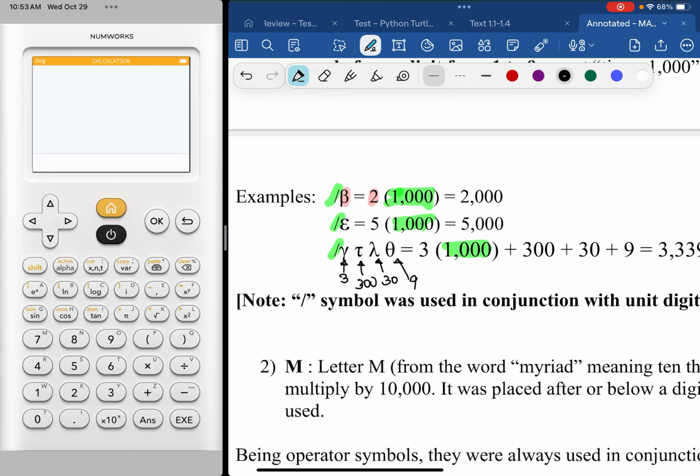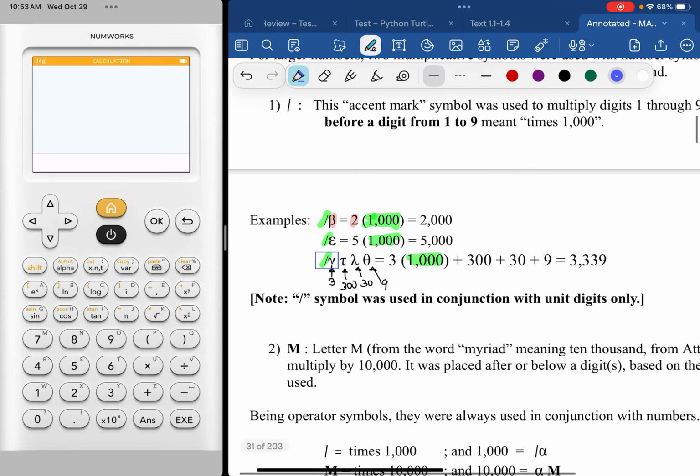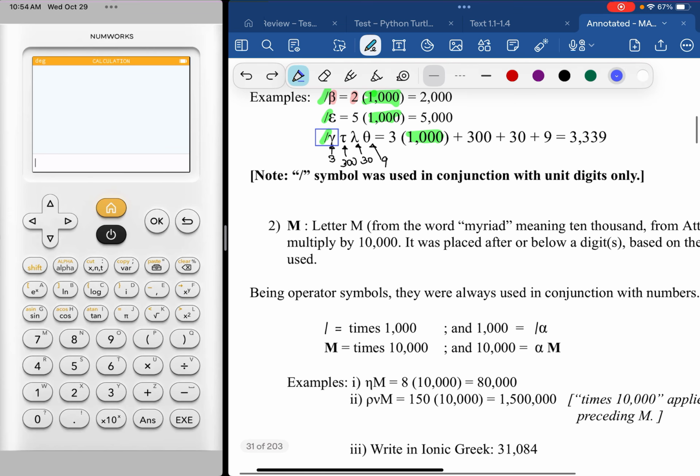The key thing to be aware of here is that this slash only applies to the digit that it's adjacent to, a unit digit. In some cases you might want to take this whole thing and multiply, but you have to understand they hadn't come up with parentheses yet. This is all stuff that we are using to understand in our own way what they're using. So 3 times the 1,000, then we have our ordinary 330 and 9. Put it all together, 3,339.